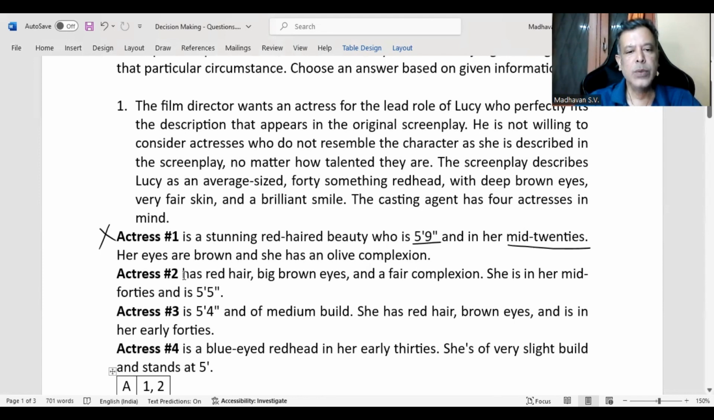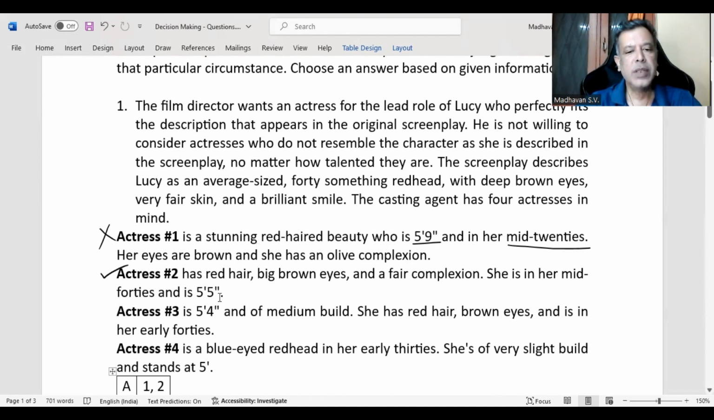Then actress 2 has red hair, big brown eyes. Red hair is matching. Big brown eyes, or deep brown eyes, is matching. Fair complexion, fair skin, it is matching. She is in her mid-40s, that is also 40 something, matching. 5 feet 5 inches, average sized, that is also matching. So this looks to be okay.